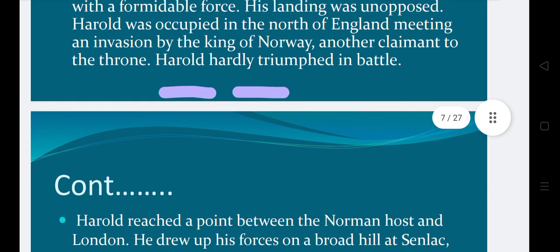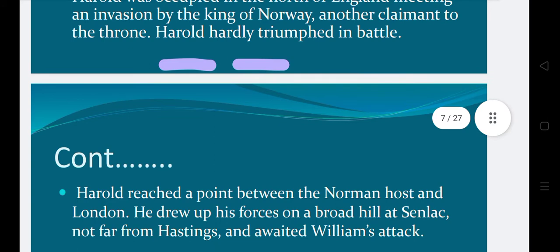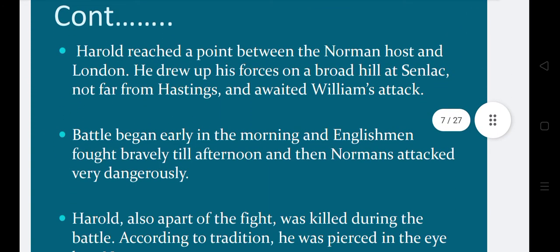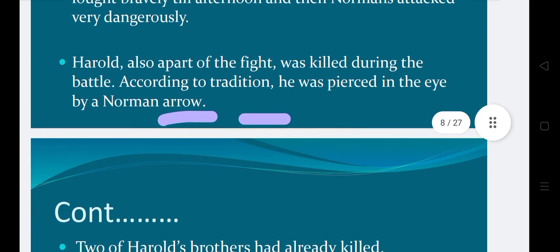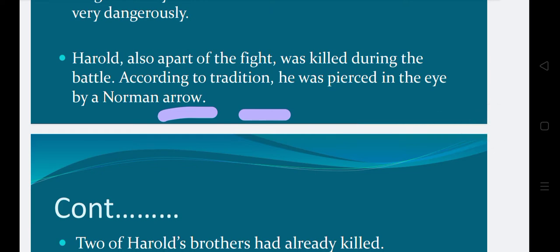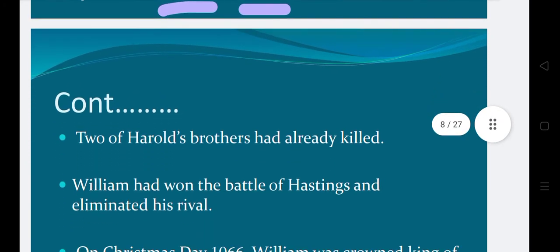Unfortunately for him, the king of Norway failed, and Harold triumphed in battle. Harold then reached a point between the Norman host and London. He drew up his forces on a broad hill at Senlac, not far from Hastings, and awaited William's attack. The battle began between William the Conqueror and King Harold in the morning, and the Englishmen fought bravely till afternoon, but the Normans attacked fiercely. Harold was killed during the battle, and according to tradition he was pierced in the eye by a Norman arrow.